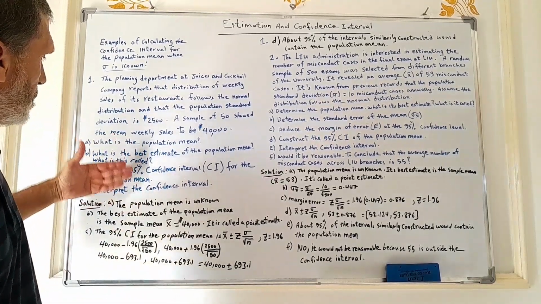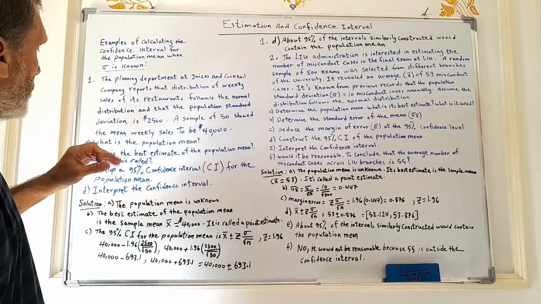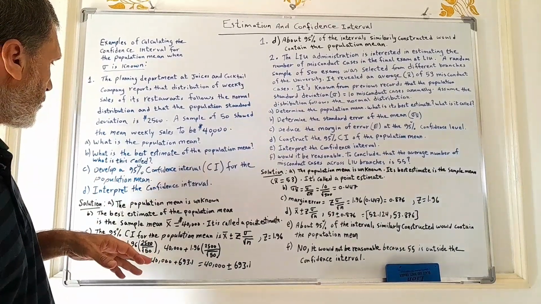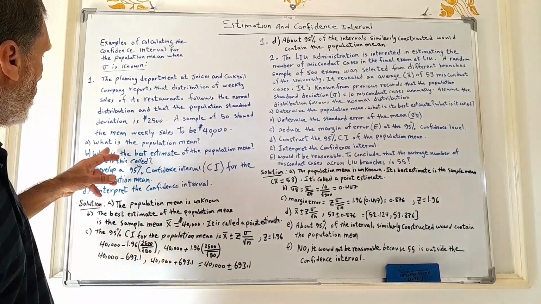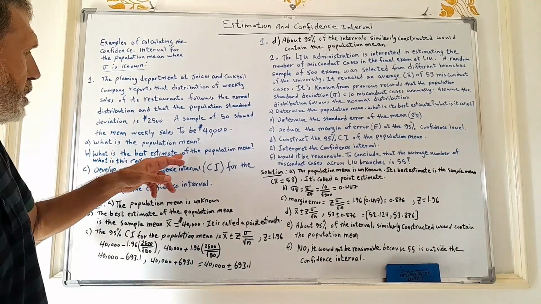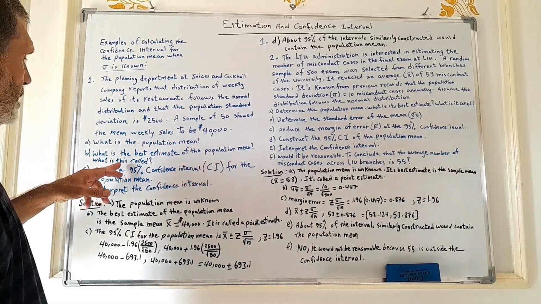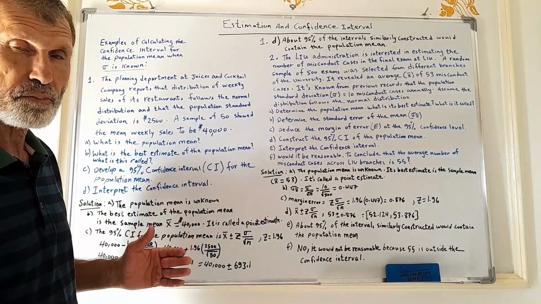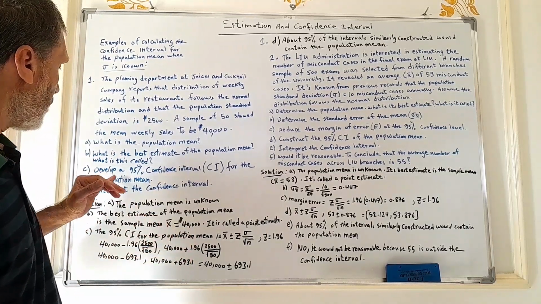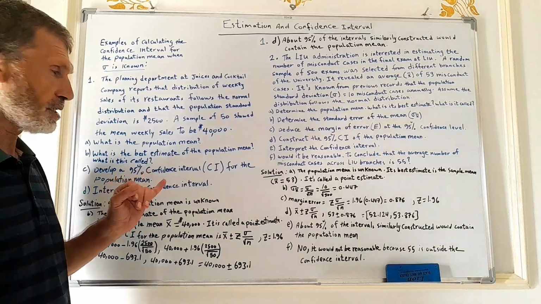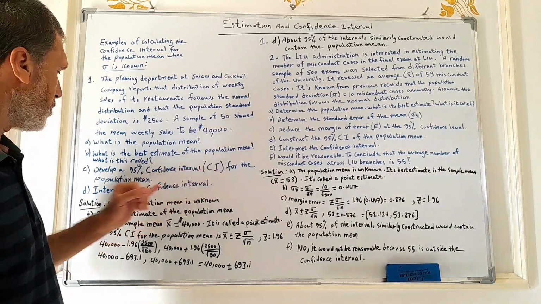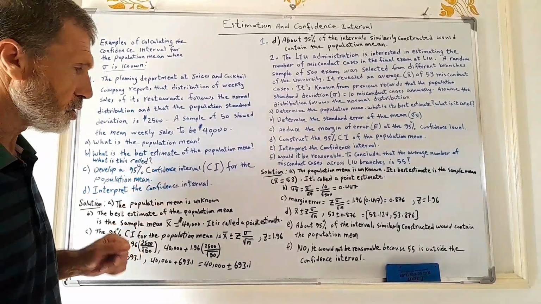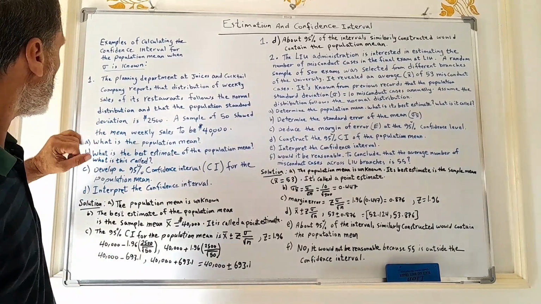Now we have some questions regarding this problem. First, what is the population mean? B, what is the best estimate of the population mean? What do we call this? The estimate of the population. C, develop a 95% confidence interval, CI, for the population mean. Interpret the confidence interval.